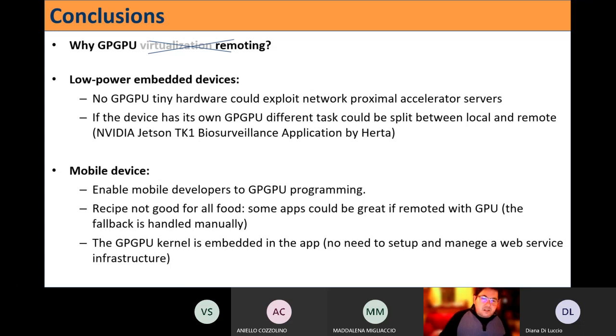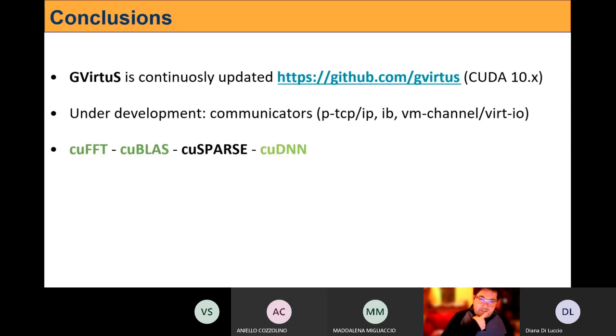Then the GPGPU kernel is embedded in the app. You don't have to set up a web service or anything. GVirtuS is still under development. It's continuously developed.